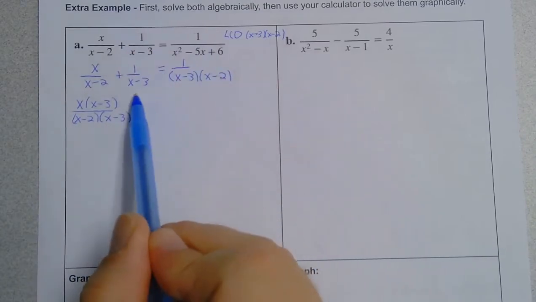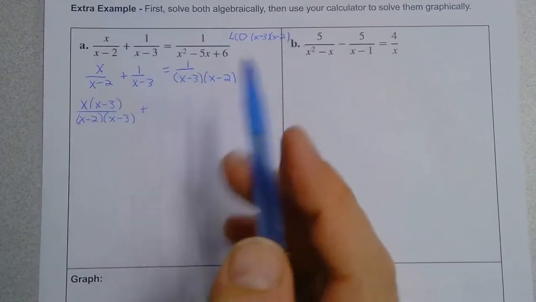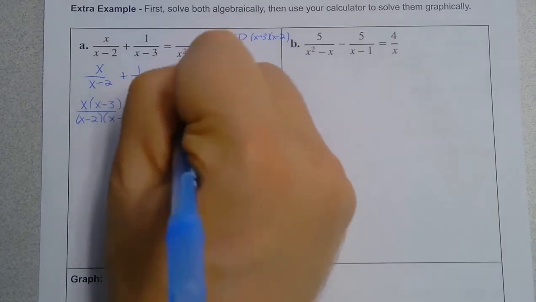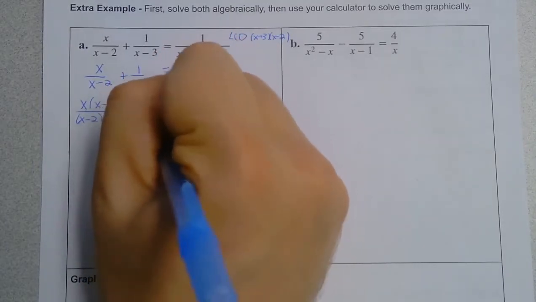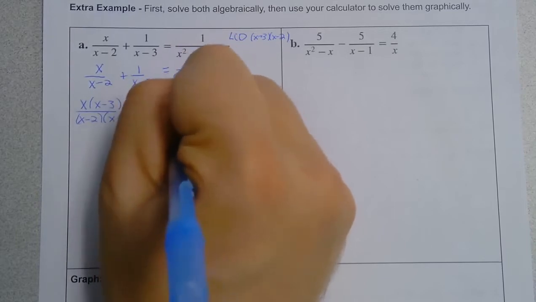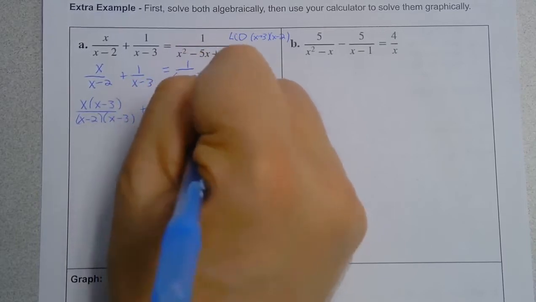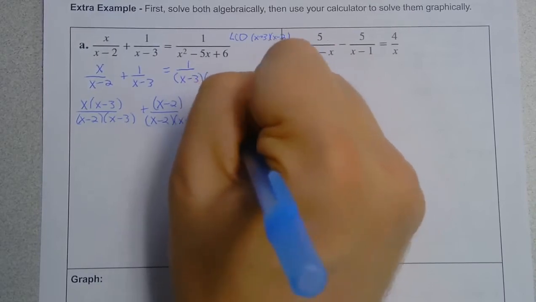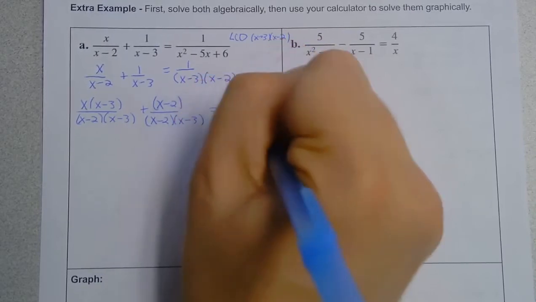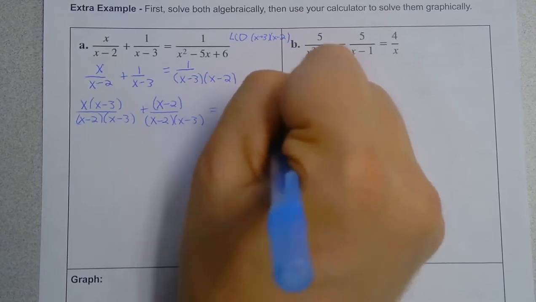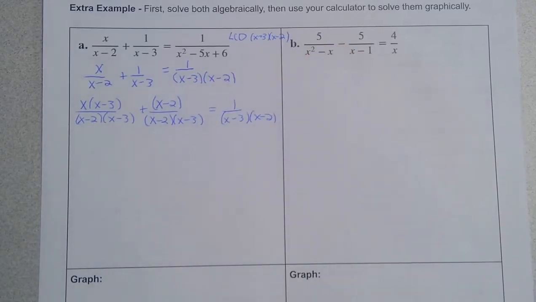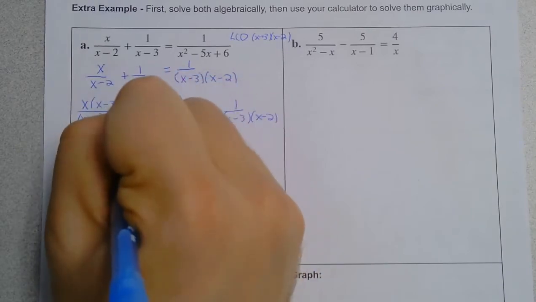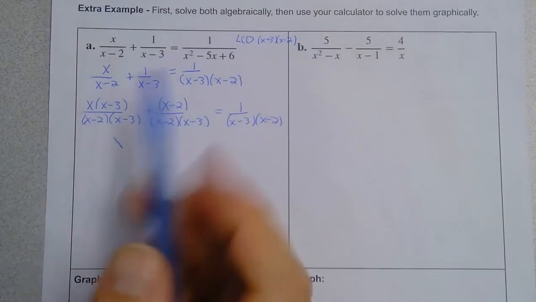And then in this expression, I'm going to multiply by x minus 2 over x minus 2. So x minus 2 times 1 is just x minus 2. And then the denominator stays x minus 2 times x minus 3. And then that's equal to 1 over x minus 3 times x minus 2. Then I'm going to combine that with the single numerator here. And I'm actually going to distribute as well.